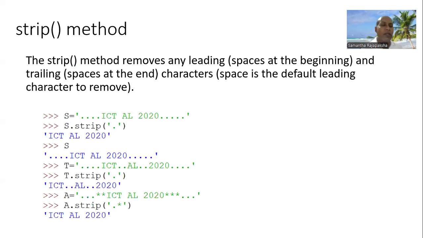Then we have a function called the strip method. Now this is also a very important method. Especially this is necessary when you're going to work with file IO operations.